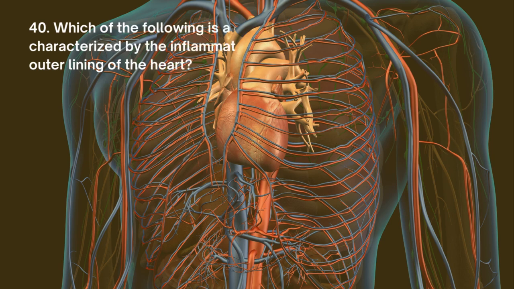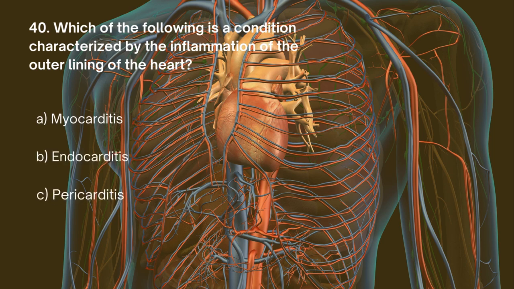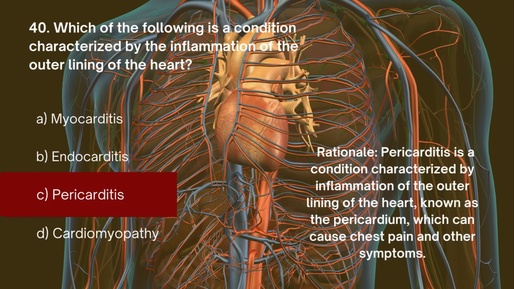40. Which of the following is a condition characterized by the inflammation of the outer lining of the heart? A. Myocarditis. B. Endocarditis. C. Pericarditis. D. Cardiomyopathy. Rationale: pericarditis is a condition characterized by inflammation of the outer lining of the heart, known as the pericardium, which can cause chest pain and other symptoms.